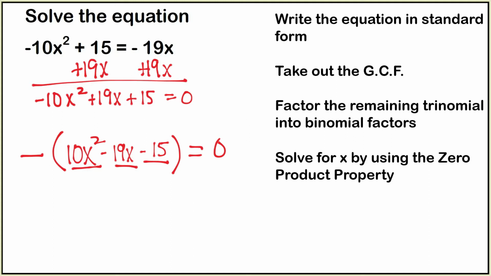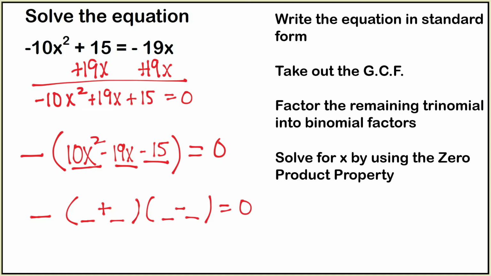So now we're going to have to factor the remaining trinomial into a pair of binomial factors. So we're going to have negative, and then we're going to have a binomial, and then we're going to have another binomial equals 0. So the first thing I can tell about this problem is that my c value is negative. So my signs are going to have to be different. So I'm going to have a plus sign and a minus sign. Now that alone makes this problem difficult because we might put in the numbers and letters and then we'll have to switch the signs in order to get the right answer.